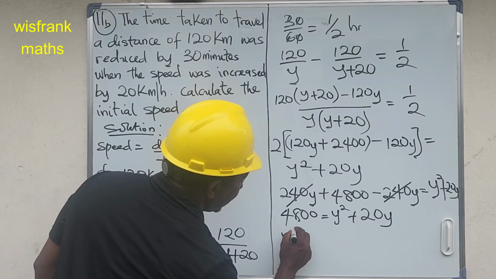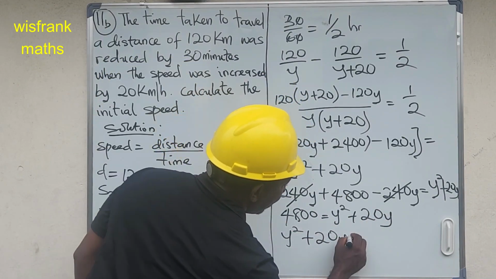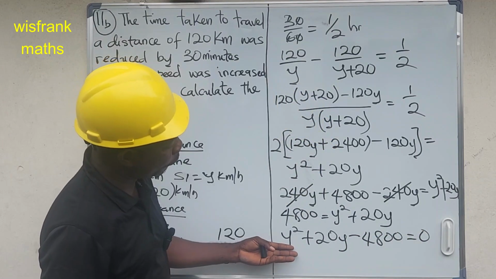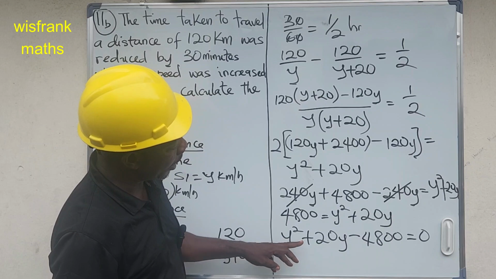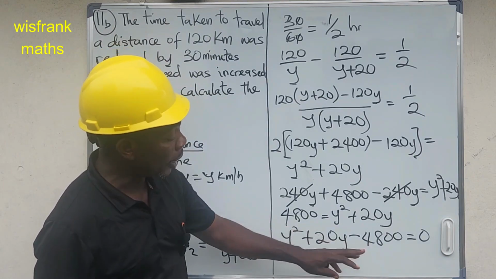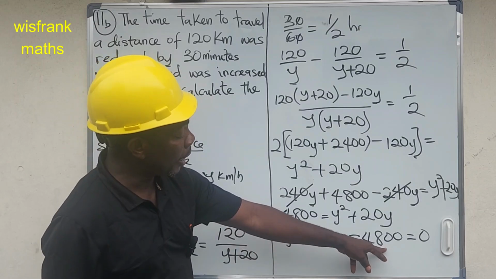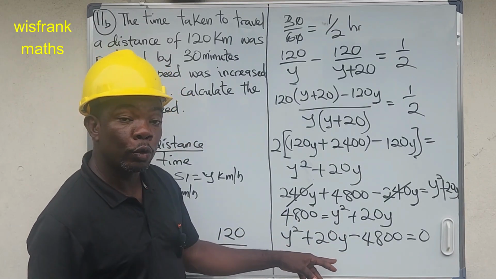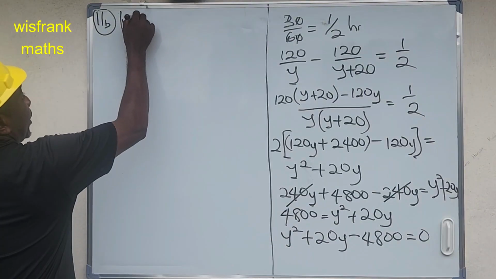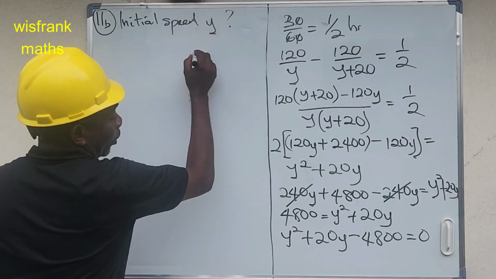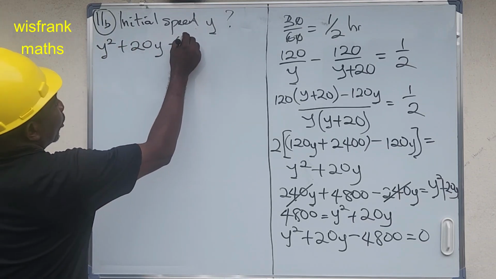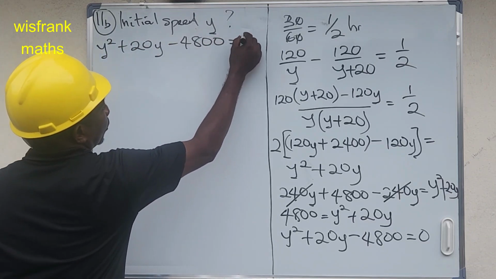Therefore, y squared plus 20y minus 4,800 equals 0. This is y squared and this is y, so it is a form of quadratic equation. So we are going to factorize this. How do we do that? We multiply this by y squared and find two factors that, when we add or subtract, will give us 20. Our initial speed, y, is what we are looking for. So we have y squared plus 20y minus 4,800 equals 0.